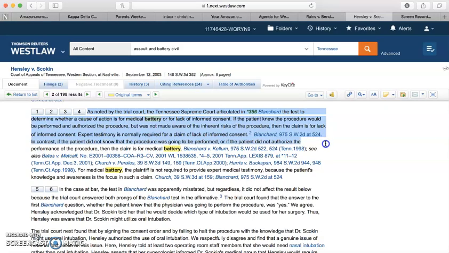Expert testimony is normally required for a claim of lack of informed consent. In contrast, if the patient did not know that the procedure was going to be performed, or if the patient did not authorize the performance of the procedure, then the claim is for medical battery. For medical battery, the plaintiff is not required to provide expert medical testimony because the patient's knowledge and awareness is the focus in such a claim.